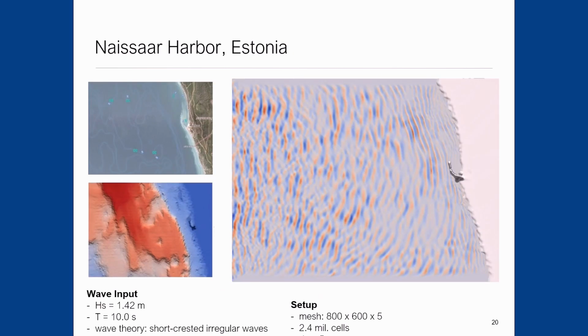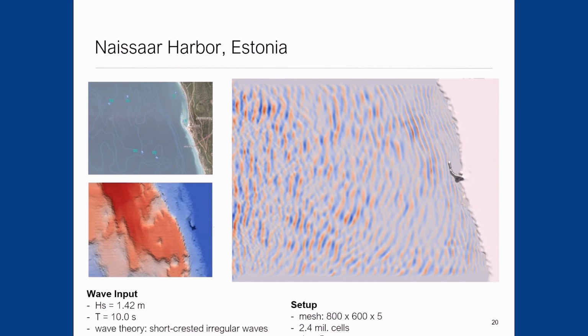Now I have some real-world cases where we use the new model. This is the Naissaare harbor in Estonia, and we are generating short-crested waves propagating towards this harbor. You can see the breakwater on the right-hand side. We have a significant wave height of 1.4 meters, a wave period of 10 seconds, and we are using irregular waves with a short-crested approach.